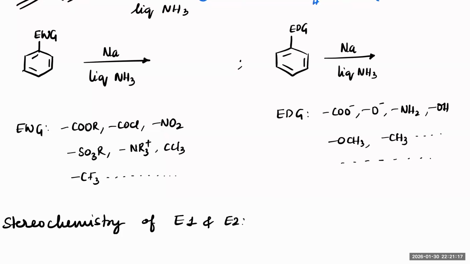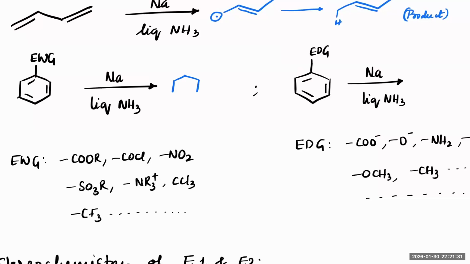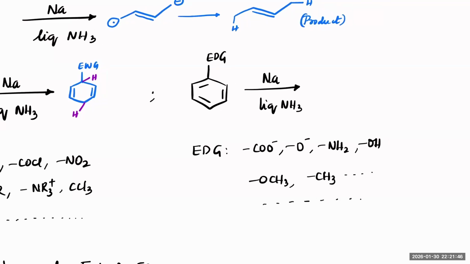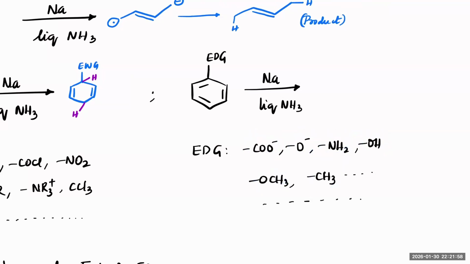Next. Notice, if in case we have electron withdrawing groups on benzene, like COOR, COCl, NO2, NR3 plus, CCl3, and all of these cases. In that case, the Birch reduction will make sure the addition would happen this way. That means one hydrogen is added here and one hydrogen is added here. Okay. But in case you have electron donating groups, like O minus, NH2, OH, OCH3, CH3.